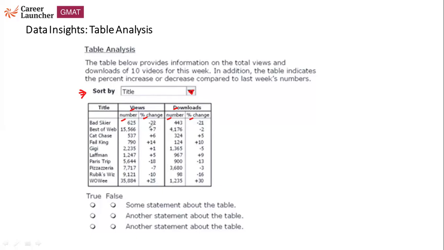solve. If it says percentage change downloads, what are the top 5 percentage change downloads, then you can arrange this table with respect to percentage change downloads and find out which are the top 5 titles which are giving you the top 5 percentage change downloads which are positive. So this is how you can do a lot of types of questions which come on the Focus Edition with respect to table analysis. Now here also again, all the 3 parts or 2 parts, whatever are there, need to be correct in order for the question to be correct.